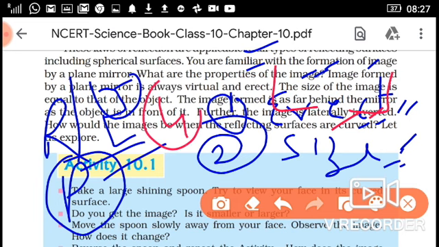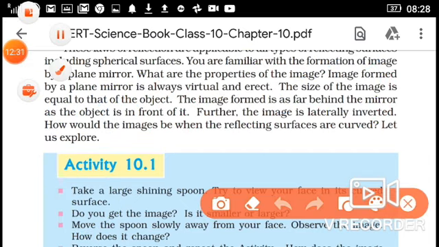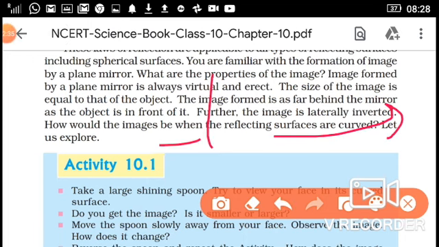Fourth point, if the object is moving away from the mirror, then your image will also be moving away. Means the distance of the object and the distance of the image will be the same. If you move the object like this, then the image also moves like this. If you come close, then your image will also come close. This is the fourth point.